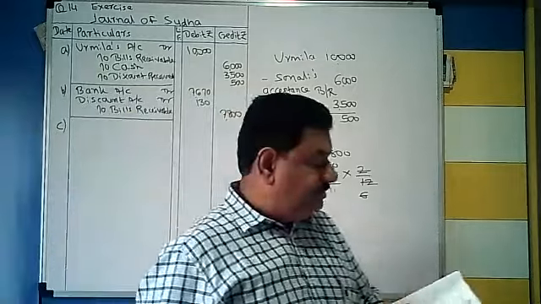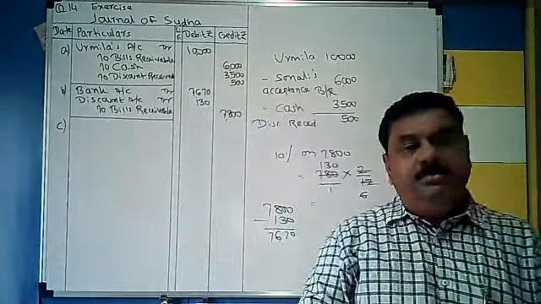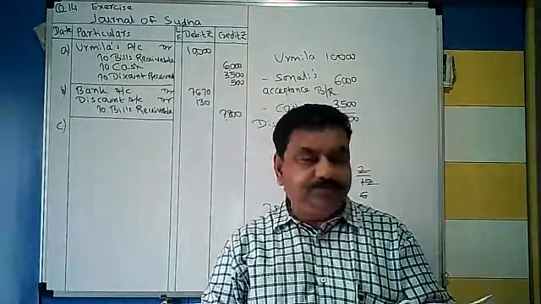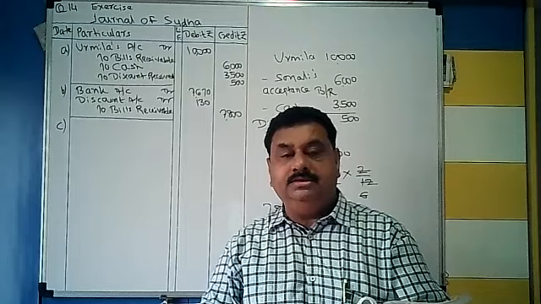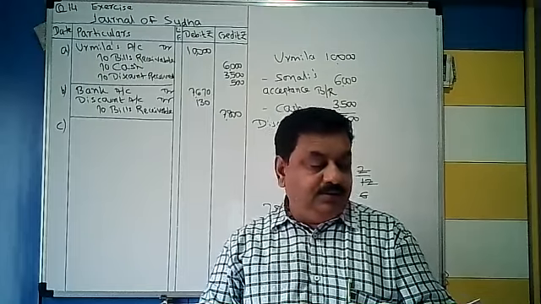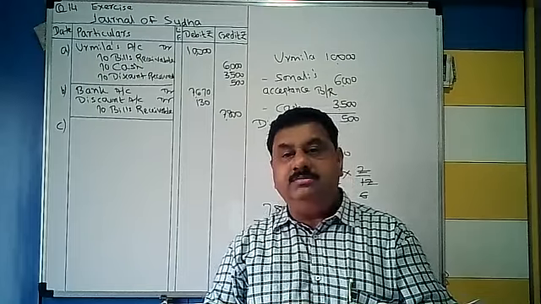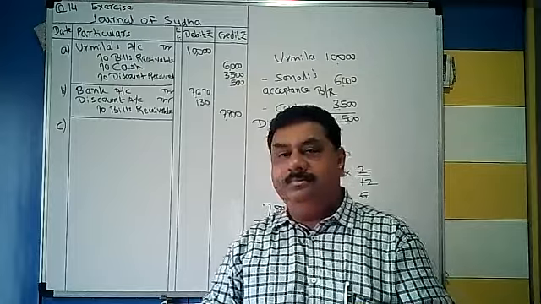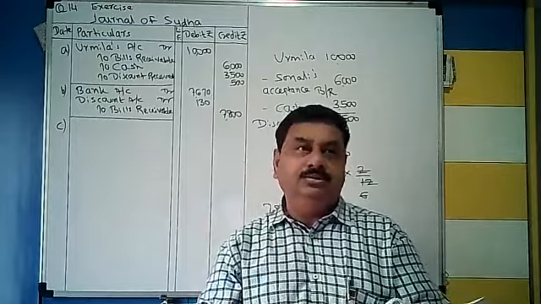Narration for this: Surya's acceptance discounted at the rate of 10% per annum. Per annum, write it as p.a.